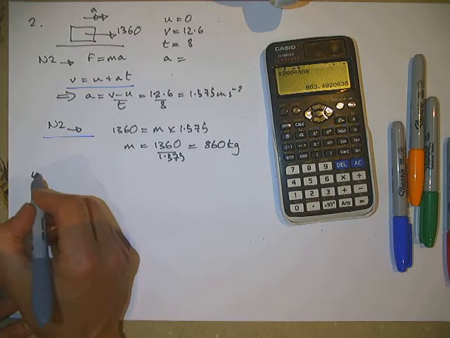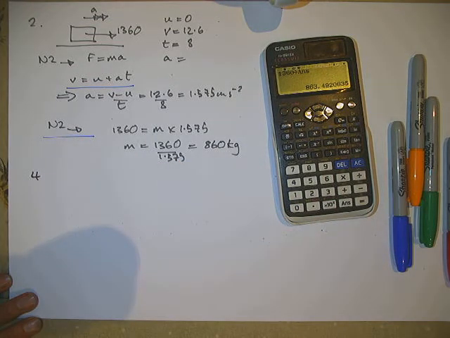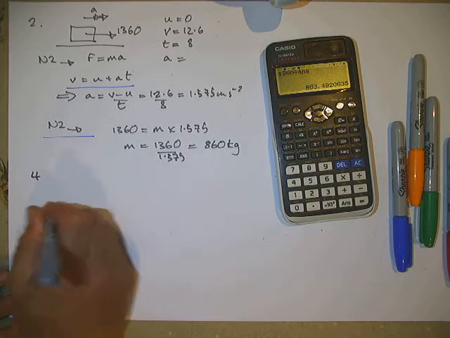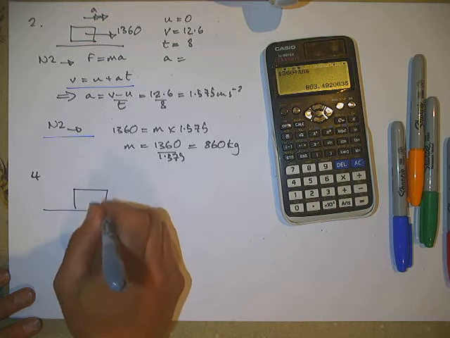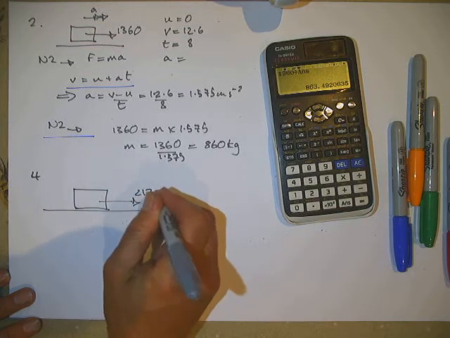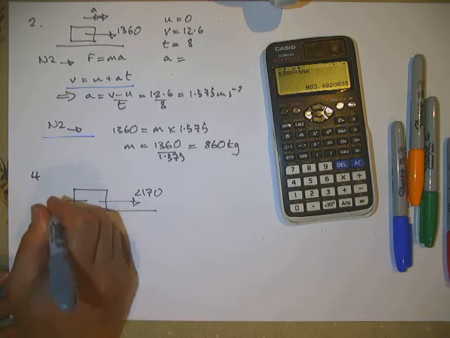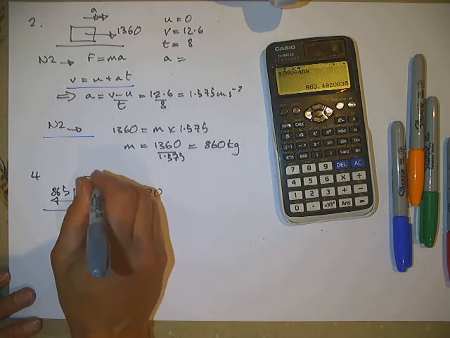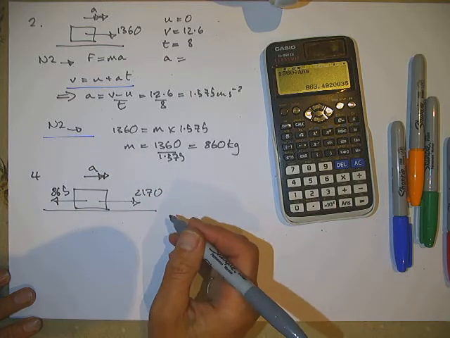Question 4. A van of mass 1600 kilograms travels on a straight road, the engine produces a constant driving force, the total resistance is given, find the acceleration of the van. Where do we start? Where we always start. And I want you to chorus that in the background. Where do we start? Diagram. 2170, 865. Acceleration is what we're asked to find.